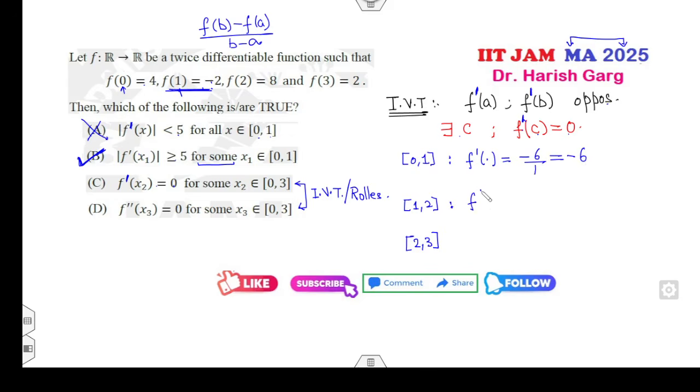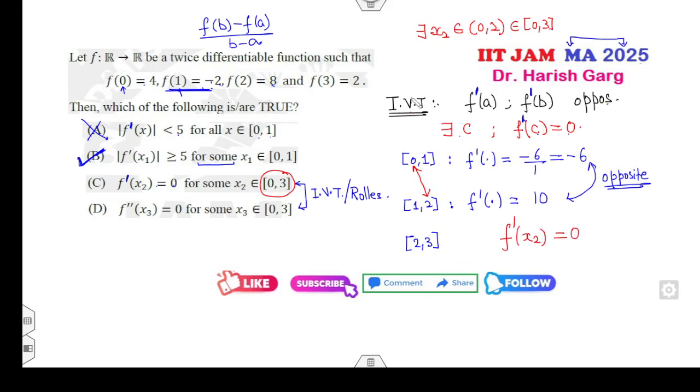On the interval 1, 2, what is the value of the f dash? 8 plus 2, 10 divided by 1. Now you can see they are opposite sign. Fine. So once they are opposite sign, by the intermediate value theorem, there exists some x2 belongs to the interval 0 and 2. Fine. And 0 and 2 is the part of 0, 3 such that f dash of x2 will be 0 by using intermediate value theorem. So the C is the right answer.